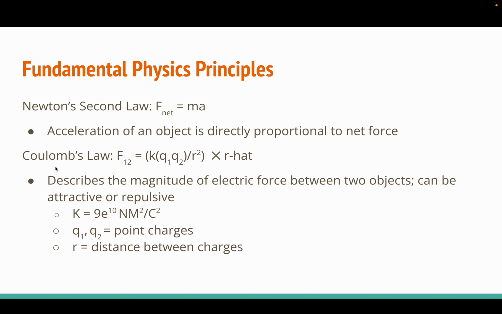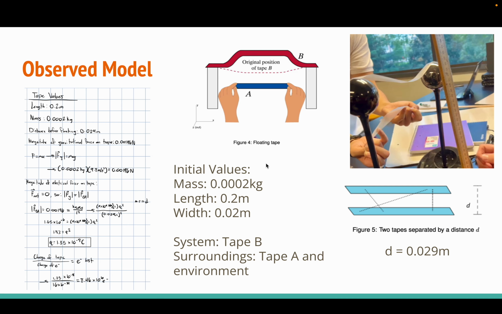And the second equation that we use is Coulomb's law, which is this equation right here. It's describing the magnitude of electric force between two objects, and for two different charges, opposite charges, that force is attractive. But with two like charges, that force is repulsive. So it can go either way. And just a breakdown of the variables, k is our Coulomb's constant number right here. q1 and q2 are point charges, and r is the distance between those charges as well.